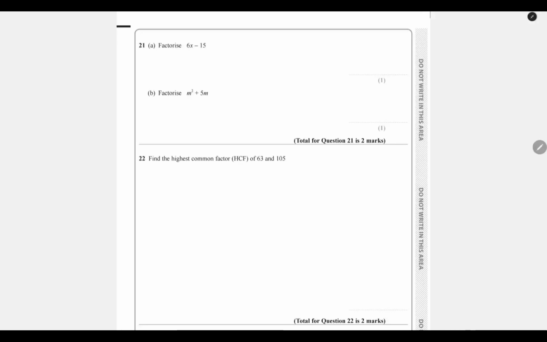Question 21a says factorize 6x minus 15. So we need to find numbers or letters that are common in both 6x and 15. So that's going to be 3. So we can take 3 out. That leaves us with 2x minus 5. So our answer is 3 multiplied by 2x minus 5.